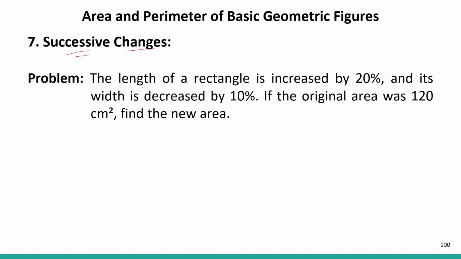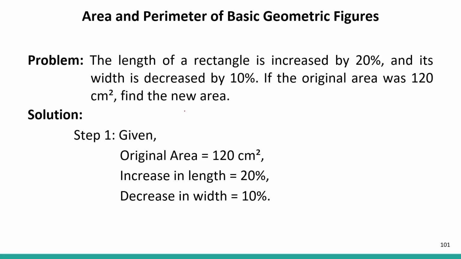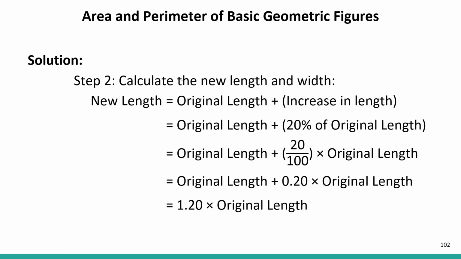Problem: the length of a rectangle is increased by 20% and its width is decreased by 10%. If the original area was 120 centimeter square, then find the new area. Given, original area is equal to 120 centimeter square, increase in length is equal to 20%, decrease in width is equal to 10%, right? So step 2 is calculating the new length and width. So new length will be original length plus increase in length. That will be the new length.